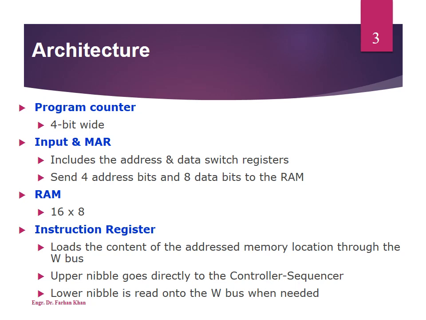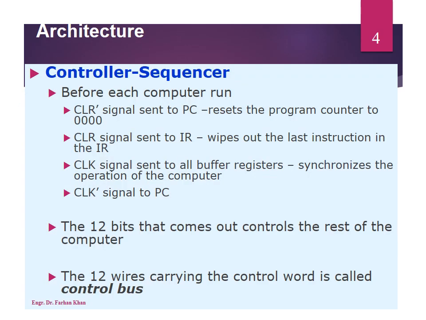The RAM is followed by an instruction register which loads the content of the addressed memory location through the W bus. The upper nibble, the leftmost 4 bits in the instruction, goes directly to the controller sequencer, because those bits are the instruction and control everything. The lower nibble is read onto the W bus when needed. The controller sequencer is the most important part, in a sense, of any computer architecture.